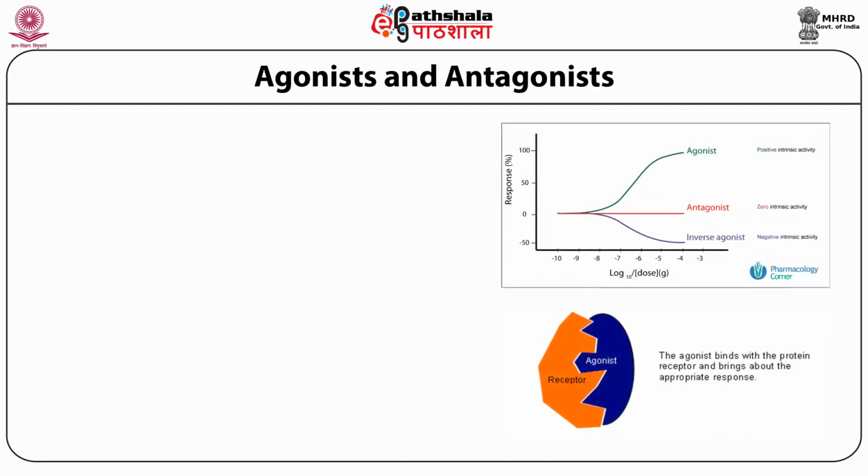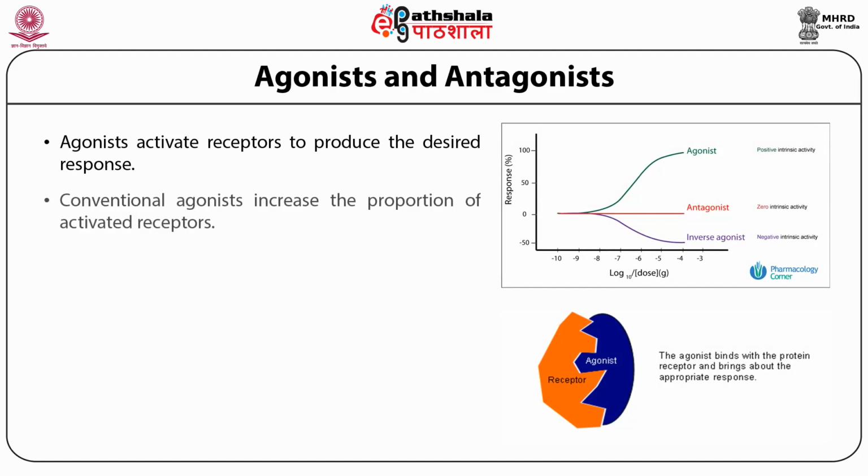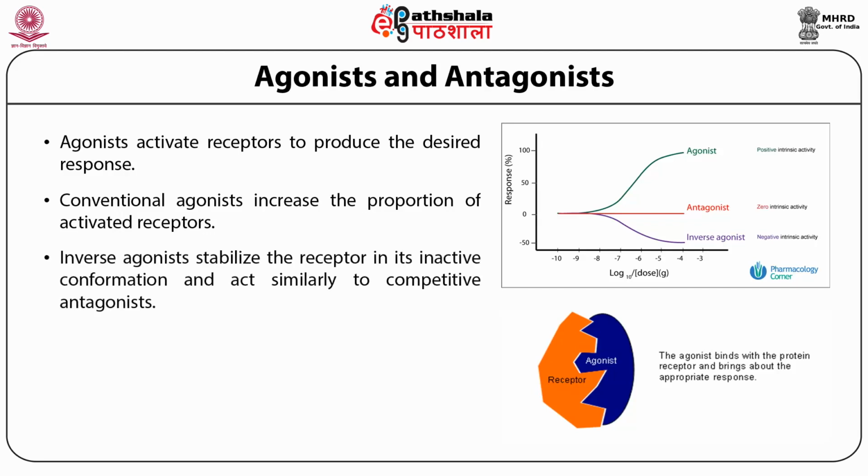Here we discuss the agonist and antagonist. An agonist activates the receptor to produce the desired response. A conventional agonist increases the proportion of activated receptor. However, an inverse agonist stabilizes the receptor in its inactive conformation and acts similarly to a competitive antagonist.